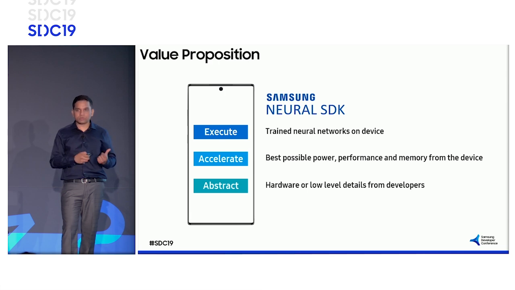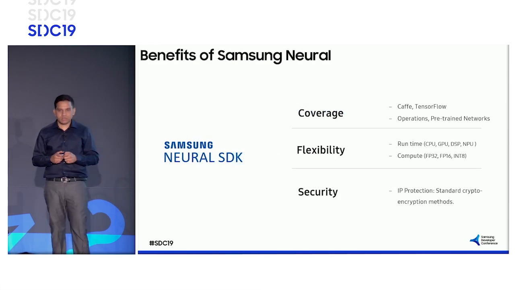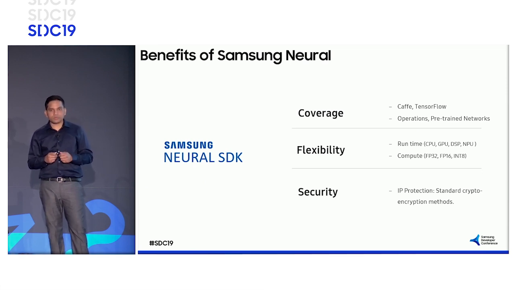So now that we know what are the key goals, let's look at some of the benefits of this SDK. So first benefit is we want to cover as many machine learning formats as possible. So developers today are using Caffe, TensorFlow, PyTorch, MXNet, Keras, and so many machine learning frameworks. So we started with Caffe and TensorFlow. The current version of SDK launched supports Caffe and TensorFlow.